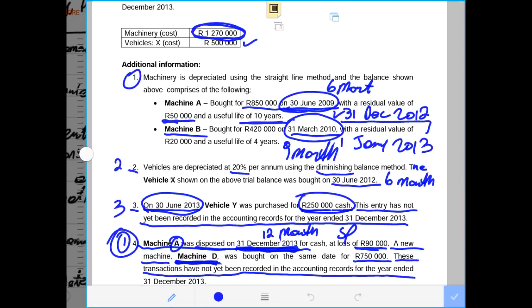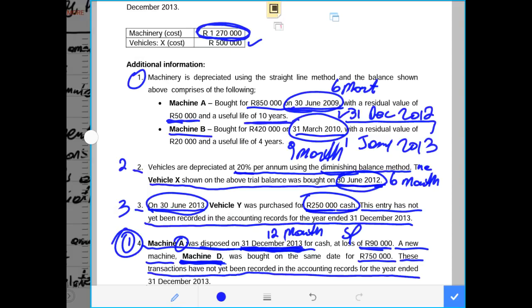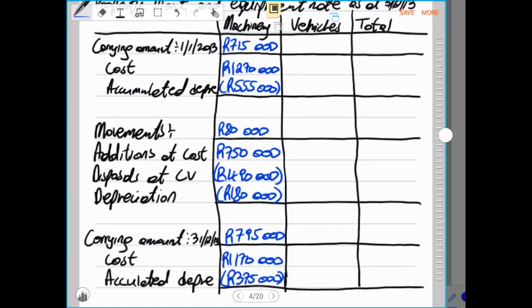and number three, which is the asset that was not disposed. Then now we say vehicles are depreciated at 20% per annum using the diminishing balance method. The vehicle X shown on the above balance was bought when? On the 30th of June in the year 2012, just last year. So we just need depreciation for 6 months. That becomes opening balance in our property, plant and equipment note. And there was only those vehicles that were in the general balance at the cost of 500,000 rands. So we just record that at the cost of the vehicles, 500,000 rands opening balance.